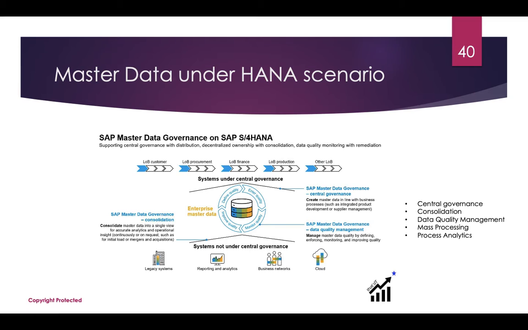I now see a very important and interesting concept: how master data is going to change under the new scenario. With SAP Master Data Governance, after HANA they are now going into a line of business concept. Line of business means that instead of having a common parameter, you can have line of business customer, line of business procurement, line of business function, production, and other lines of business.